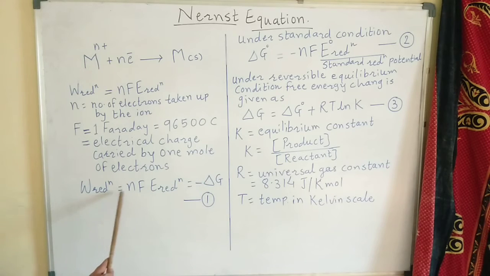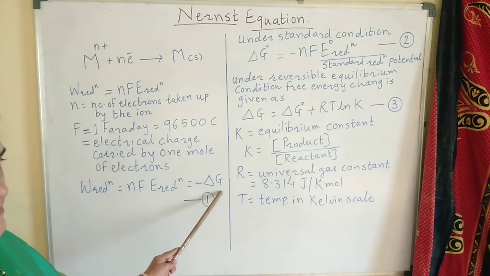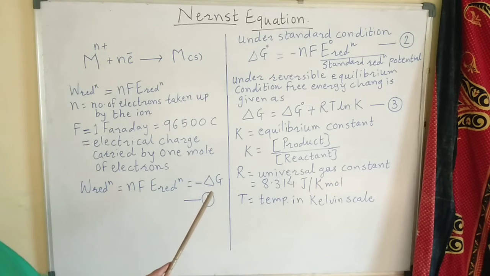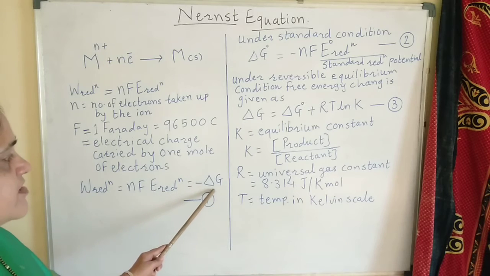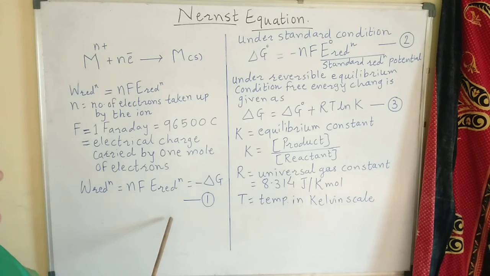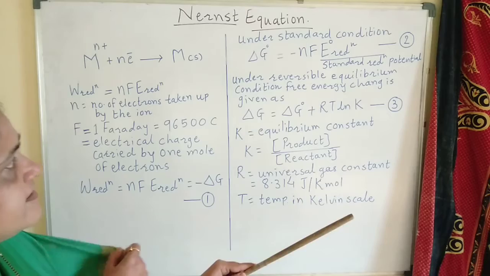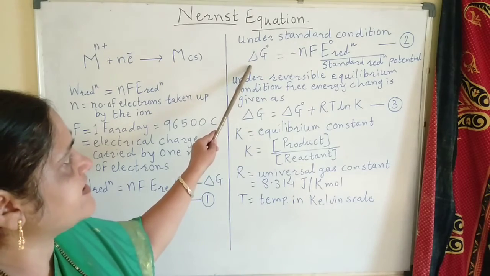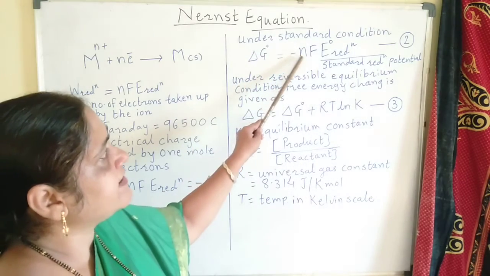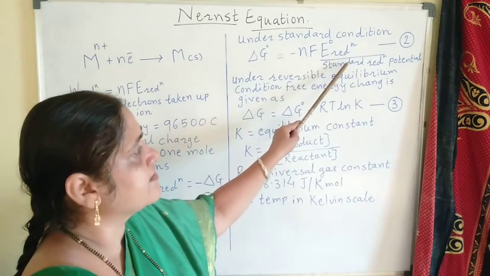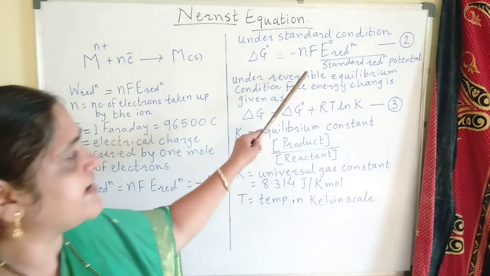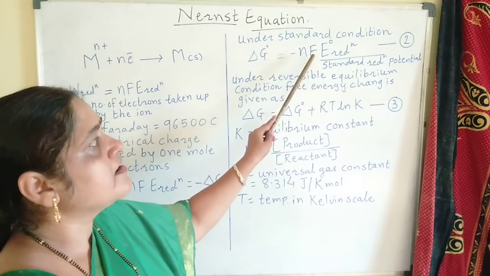So W reduction is equal to nFE reduction is equal to minus delta G, because any work done is equal to the loss of energy associated with the system. So it is denoted with the minus delta G. This is our equation 1. Now if the same equation we want to write under standard conditions, then under standard condition you can write this equation as delta G naught is equal to minus nF E naught reduction. E naught reduction indicating the standard reduction potential of the metal.